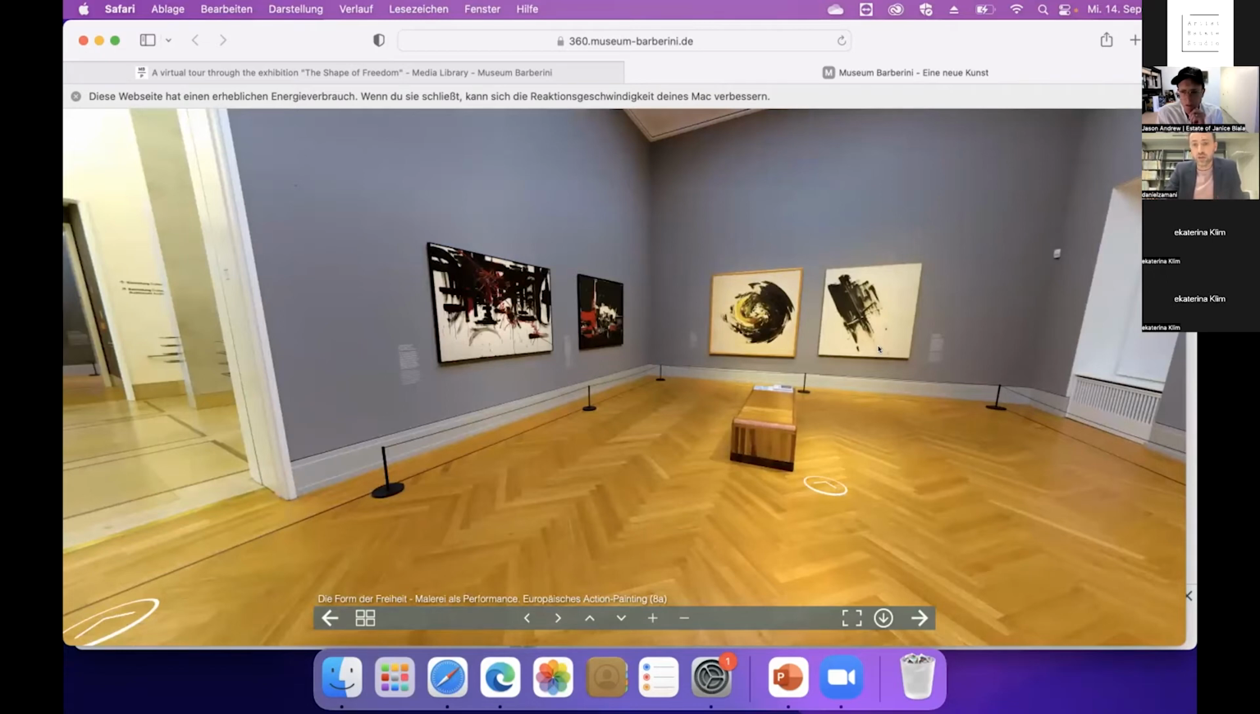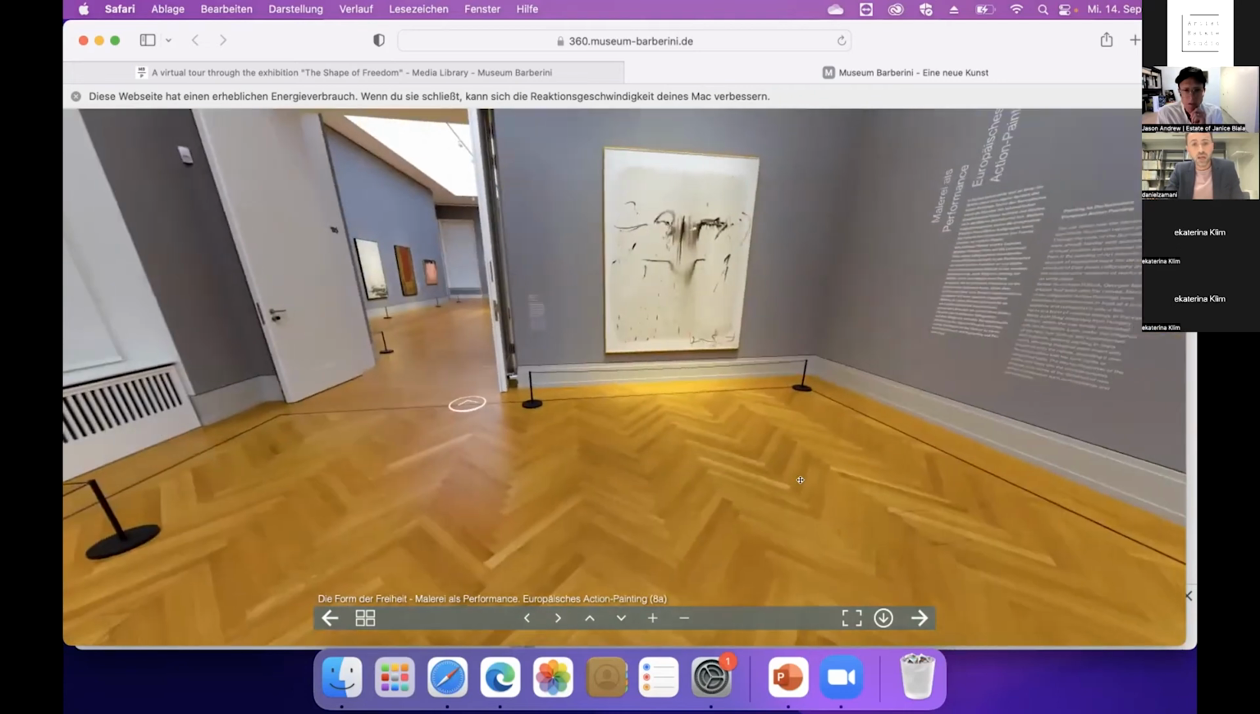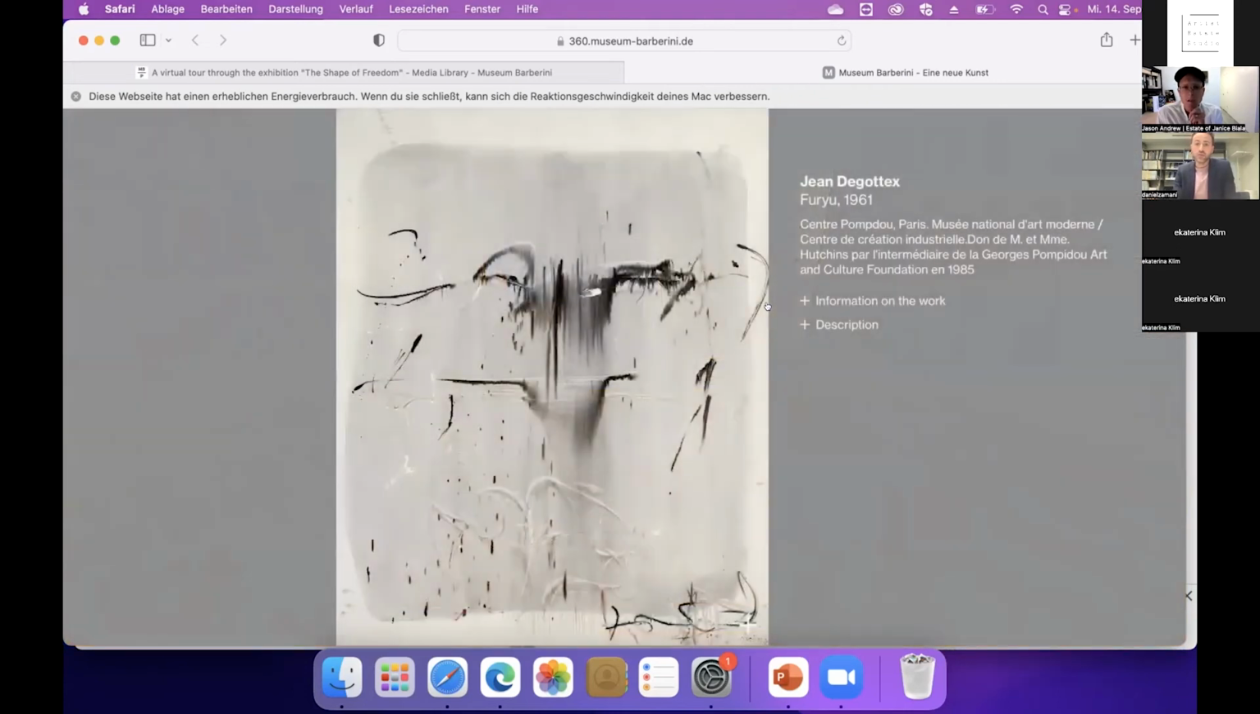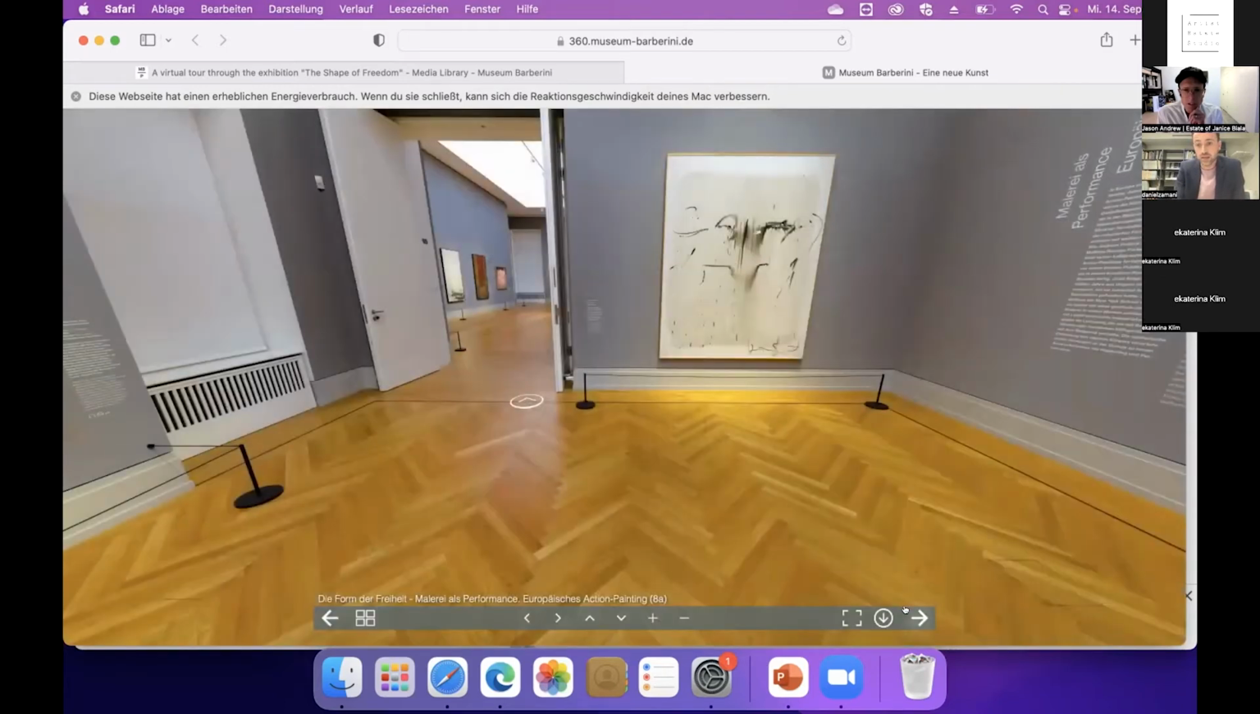So again, interesting how these artists, often without traveling to the US, very, very much knew what was going on in New York. And here is another painter, Jean Degotex, with this beautiful painting, Furieux, from the Centre Pompidou. He was one of the many artists who went to see the one-man show that was dedicated to Pollock at the studio Paul Facchetti, and who then started with their own dripping techniques inspired by American action painting.